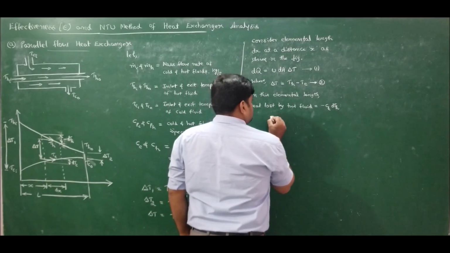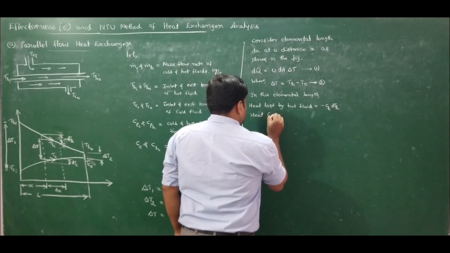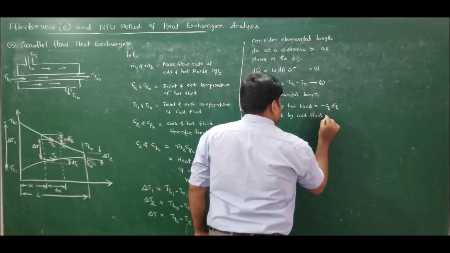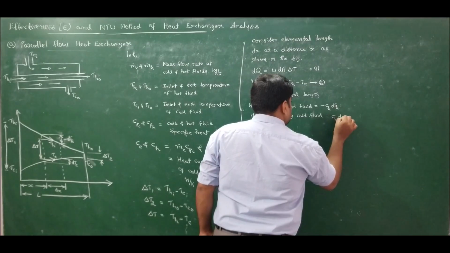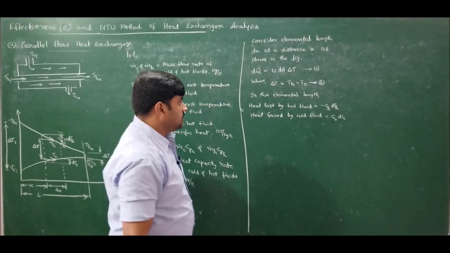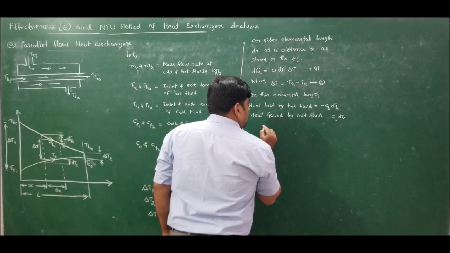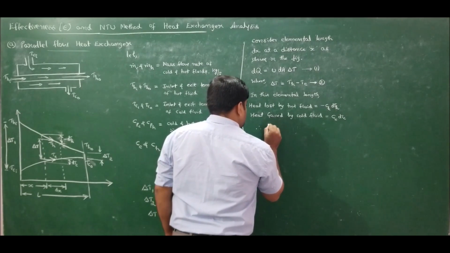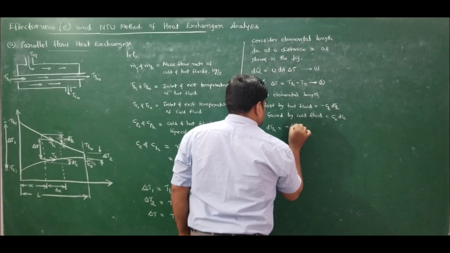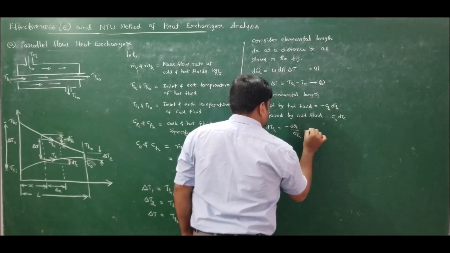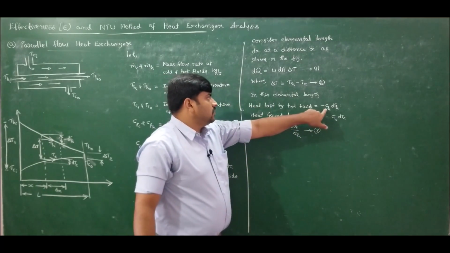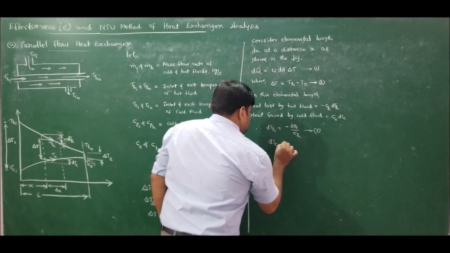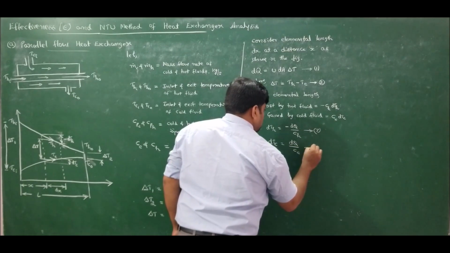So, similarly, heat gained by cold fluid can be written as what? Plus CC dTC. Right. So therefore, I can write dTH is equal to minus dQ by CH. Take it as equation 3. From this equation, dQ is equal to minus CH dTH, right? So therefore, dTH is minus dQ by CH. Similarly, dTC can be written as dQ by CC. Take it as equation 4.